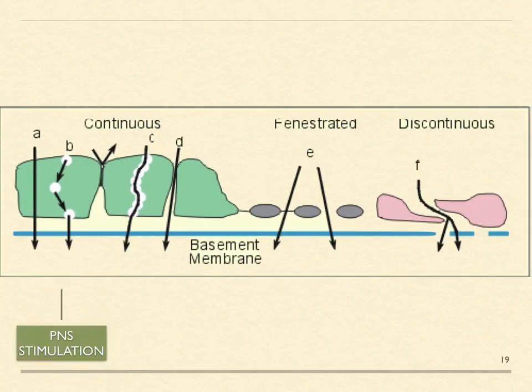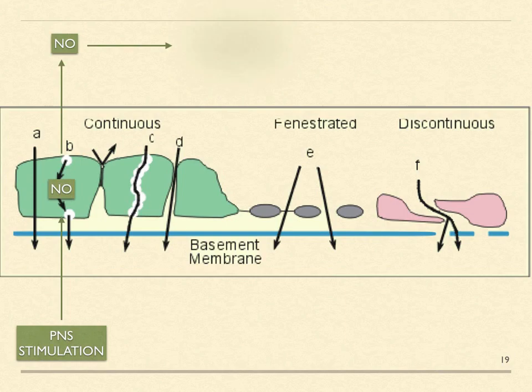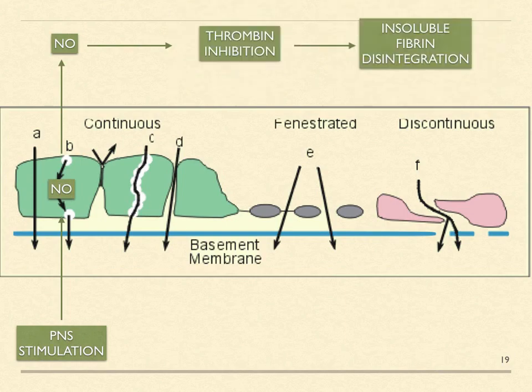Parasympathetic nervous system activity induces the release of nitric oxide from the vascular endothelium. Nitric oxide binds to calcium, inhibits thrombin, accelerates insoluble fibrin disintegration, and promotes tissue perfusion and organ function.